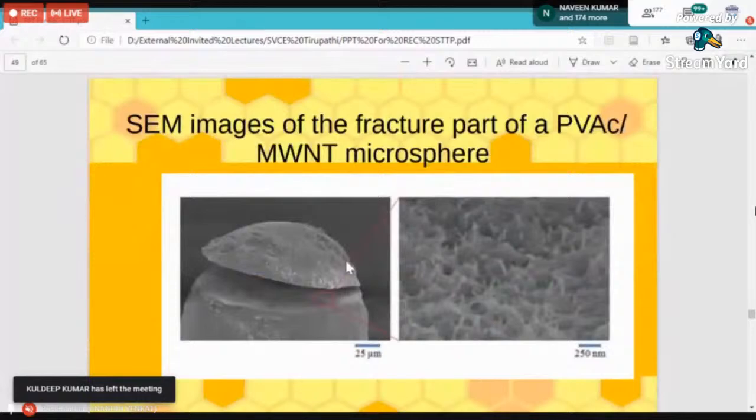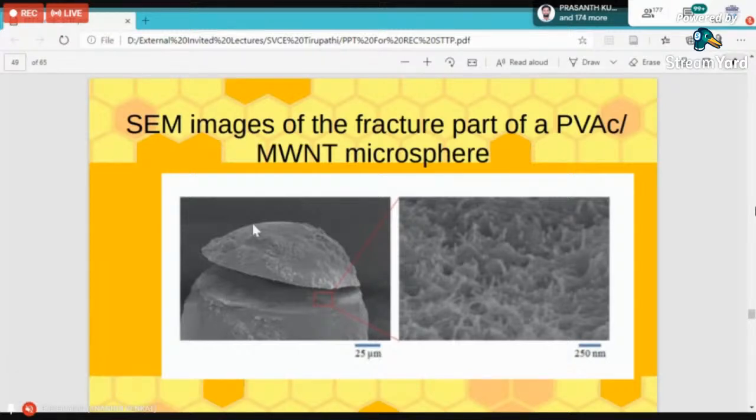Some images of the fracture part of the, you can say, polyvinyl acrylic, MWCNT infused micro composites, the spheres. If there is a sphere breakage, you can come to know how the breakage is initiated, and how from the small surface, the surface is being exposed here. From here it is exposed here. So that is a 250 nanometers, that is a 25 micrometer size. But the difference is going to give you the clarity of the surface. It gives a fracture surface clarity. You can see how the fracture happened.